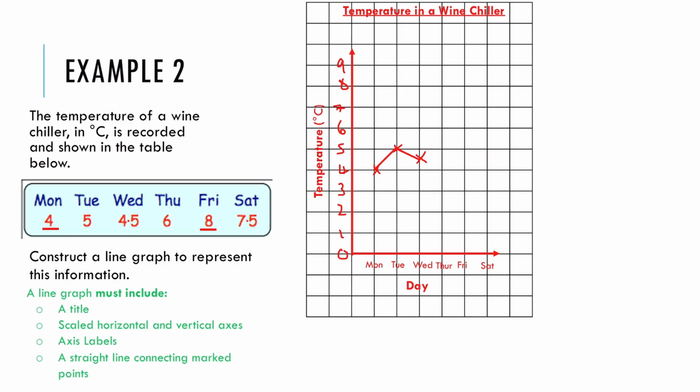On Thursday, it is where Thursday meets 6, again joining up with a ruler. Where Friday meets 8, joining up with a ruler. And where Saturday meets 7.5, so that'll be exactly halfway between the 7 and 8 here. Okay, and that is my line graph drawn. We can see how each one is an equal width apart again.